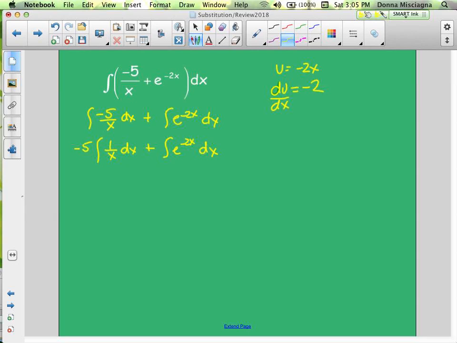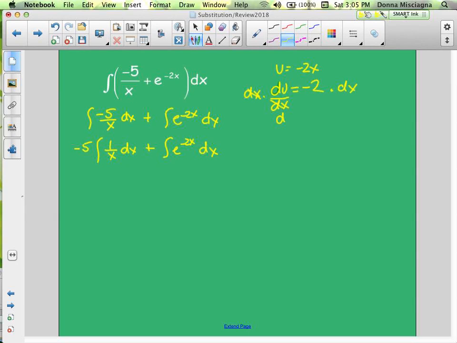Normally, if we just take the derivative of negative 2x, it's just negative 2. But now we're taking both sides with respect to x. The derivative of u with respect to x is du dx, just like the derivative of y with respect to x is dy dx. So now we can move the dx over, and we have to do one other thing.